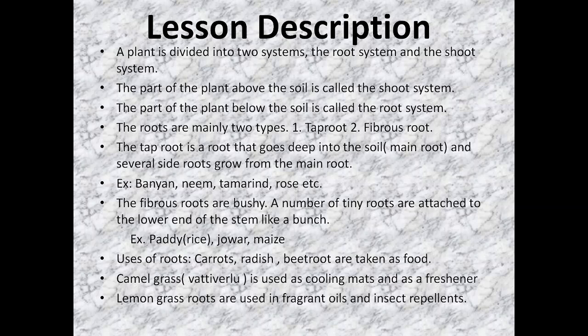The fibrous roots are bushy roots. A number of tiny roots are attached to the lower end of the stem like a bunch. For example, paddy, jowar and maize. So roots are very useful to us because carrots, radish, beetroot are taken as food, and some other roots are also useful as food. Camel grass, what we call Vattiverlu in Telugu, is used as cooling mats and as a freshener in almirahs. Lemongrass is useful in making fragrant oils and insect repellents.